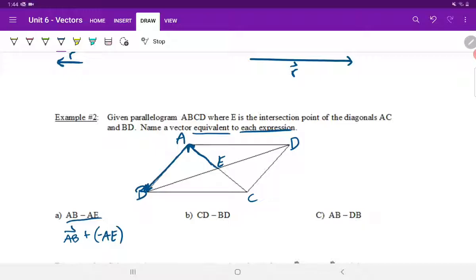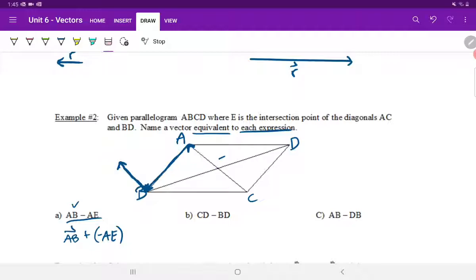Okay. Now, we want to draw this head to tail, right? And we want to take our first vector that was in our expression, AB, and then draw this vector head to tail. So I'm going to draw AE somewhere here.